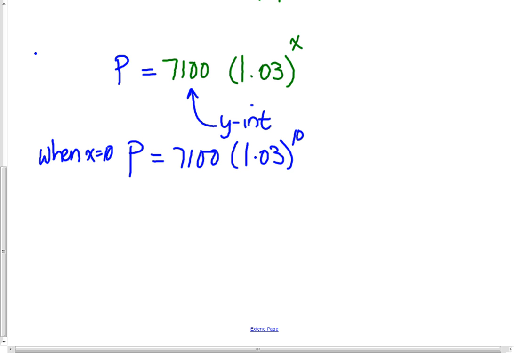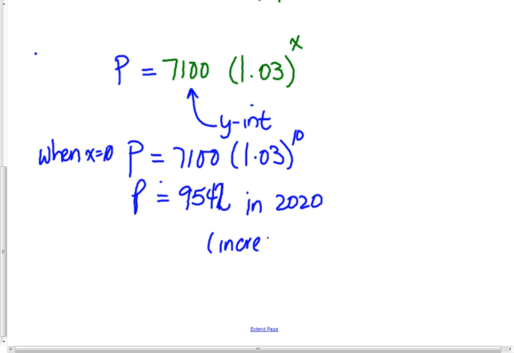which is 9,541.8 people. Approximately 9,542 people in 2020, which is an increase of 2,442 people.